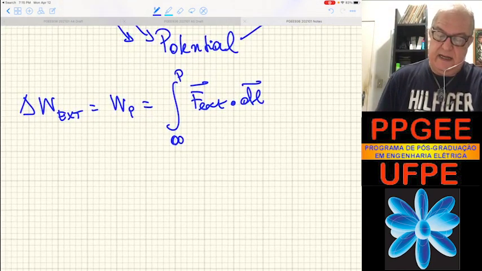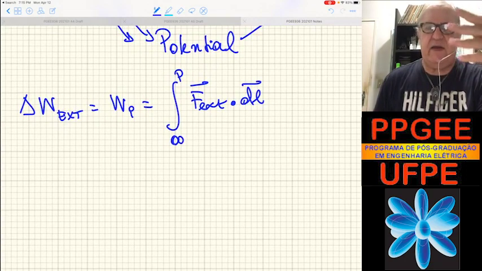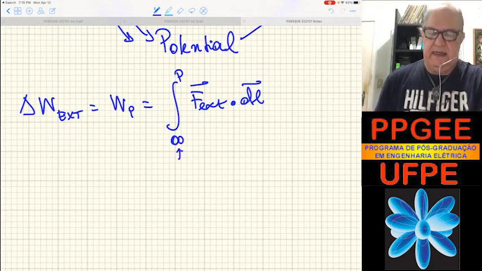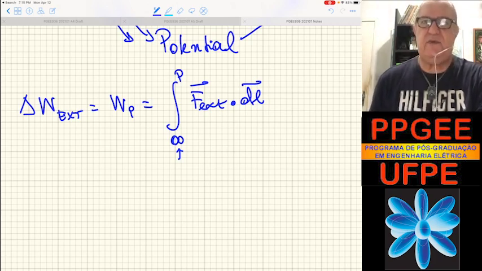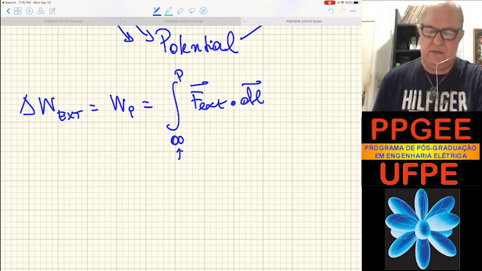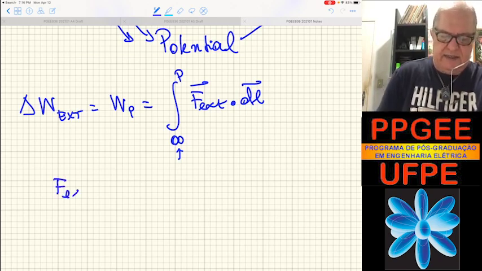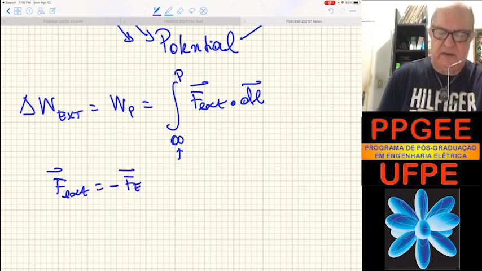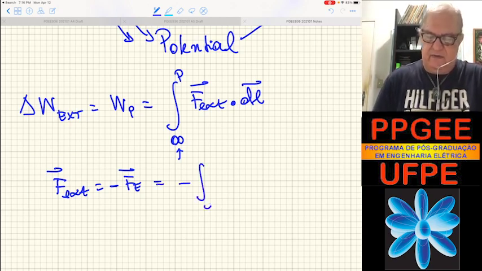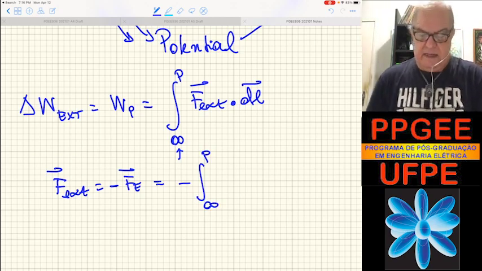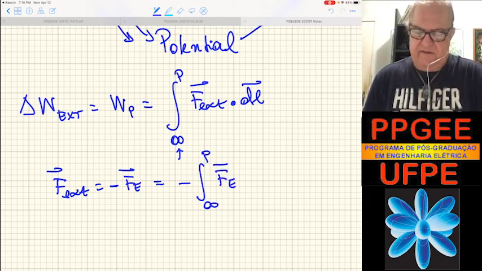And what happens? Let's assume that we are so far at the initial point that there's no energy of the particle. You can add a constant if you want. You know that's not going to make any difference. But let's say that this energy of the particle far away is 0. So assuming that the external agent is equilibrating the E field, he's going to apply a force that opposes the electric field force. So that's going to be minus the integral to point P of F electric dl, right?